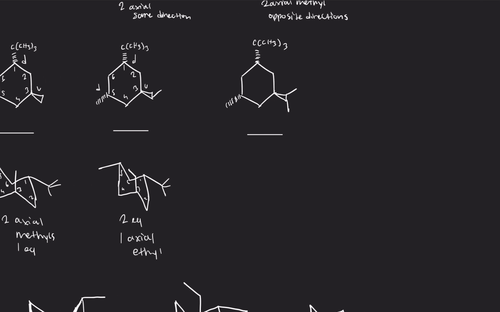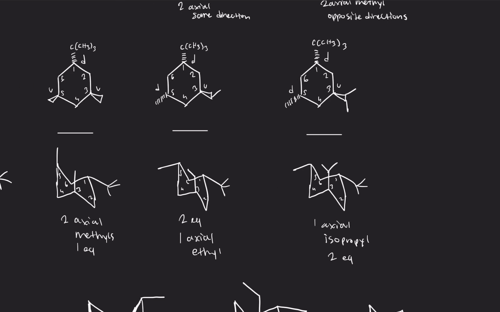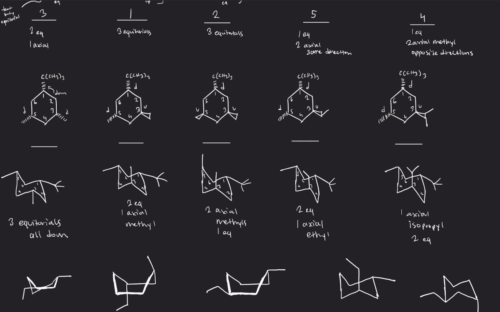Last molecule, down, up, down. 1, 2, 3, 4, 5, 6. Draw my chairs out. Right, so I have my equatorial tertiary butyl, and then at 3 I have an axial isopropyl, so that's not looking too good. And then at 5 I have an equatorial methyl. So I have one axial and 2 equatorial. Okay, so we have all of our chairs, and now we can analyze.